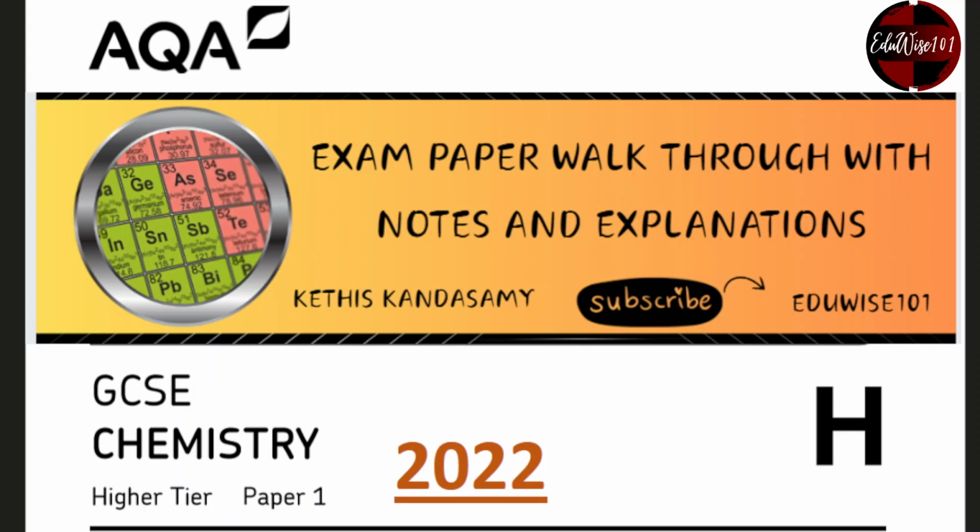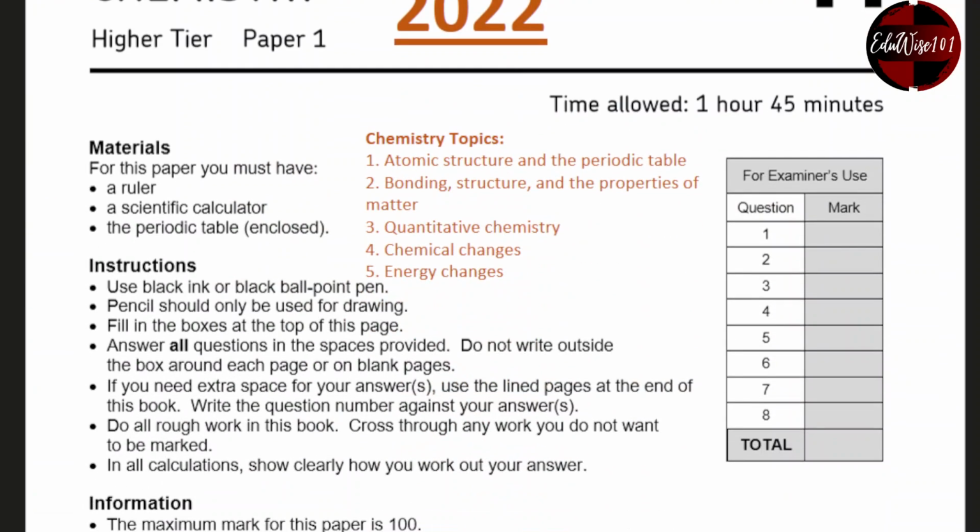In this video, I'm going to go through the AQA separate chemistry paper from 2022. It's the paper 1 higher tier. Paper 1 is 1 hour 45 minutes long and it is out of 100 marks and it has a total of 8 questions and there's 5 questions that is being tested on.